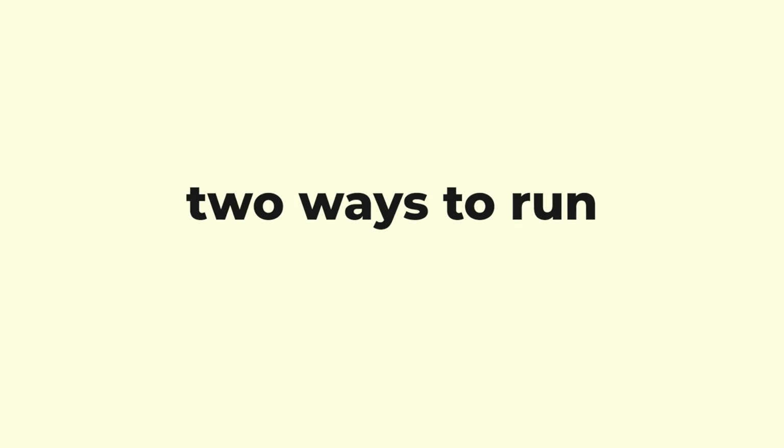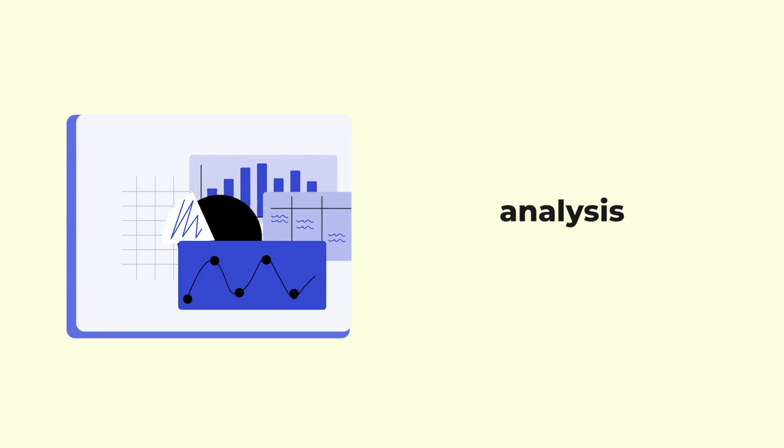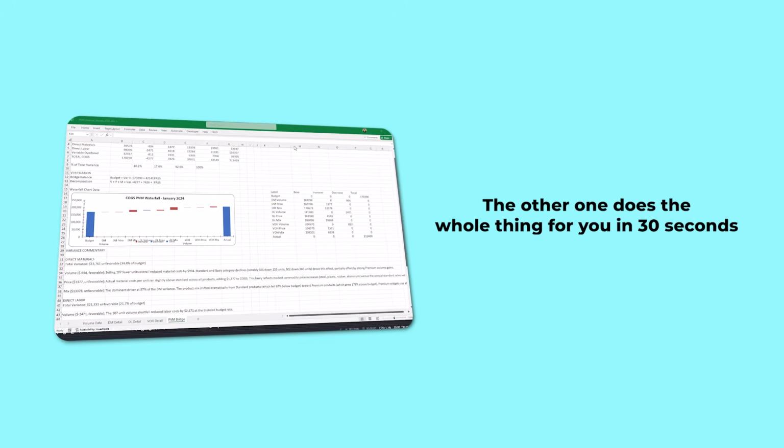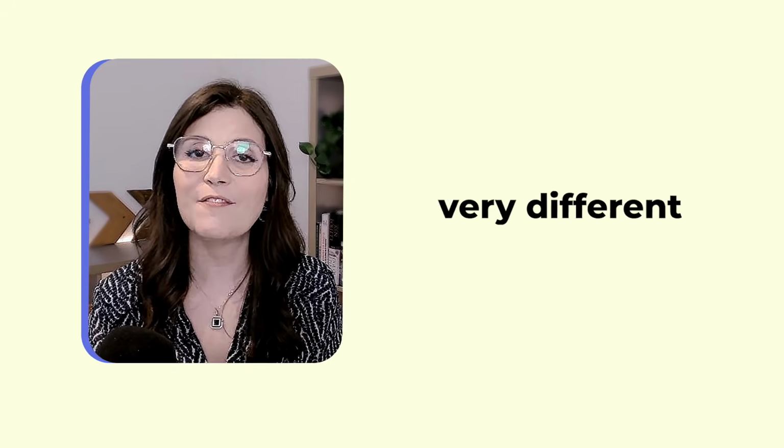I'm going to show you 2 ways to run a COGS variance analysis with AI. One keeps you inside Excel. The other one does the whole thing for you in 30 seconds. The same data, the same output, and very different processes. And the second way uses something I built that changes how you do this every month. Let me walk you through.